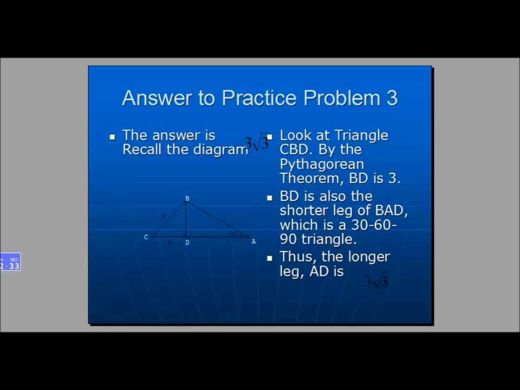The answer to practice problem 3 is 3 square root of 3. Recall the diagram. Look at triangle CBD. By the Pythagorean Theorem, BD is 3. BD is also the shorter leg of triangle BAD, which is a 30, 60, 90 triangle. Thus, the longer leg AD is 3 square root of 3.